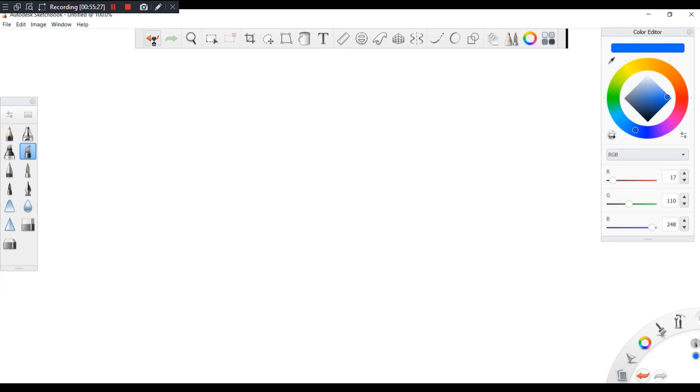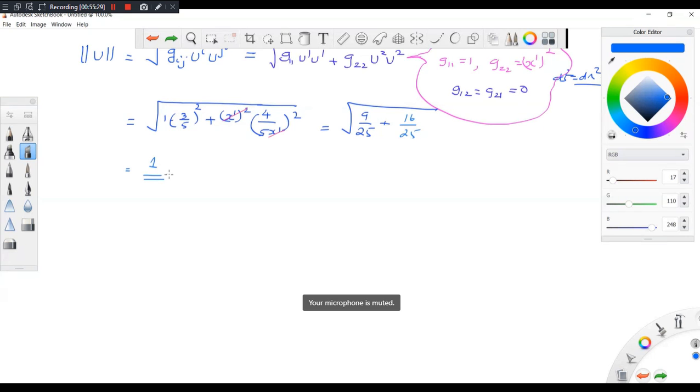It will depend on, see here it is 1. But if you look at this one, the first is 3 by 5, 4 by 5 x1. In the usual way, you may feel this is not a unit vector. In the Euclidean space, it is not a unit vector.